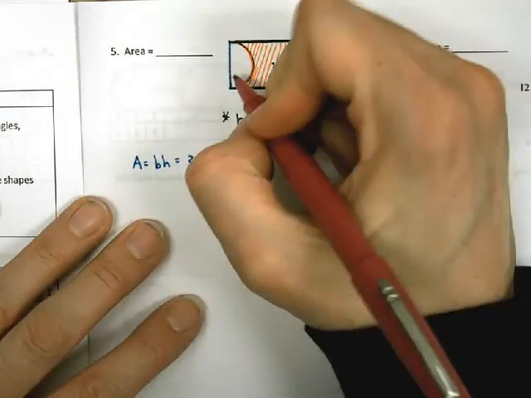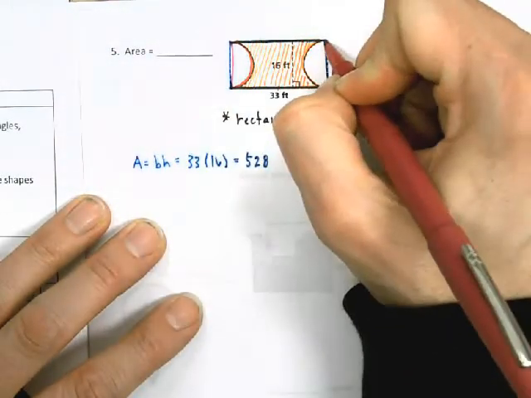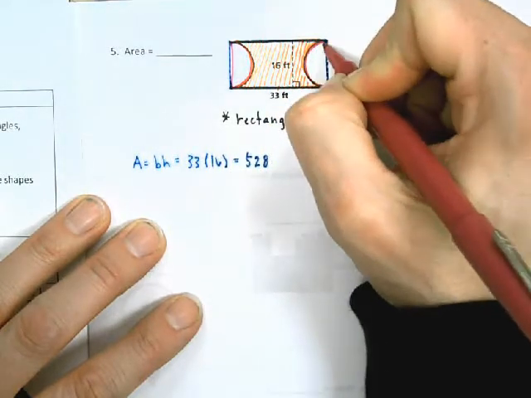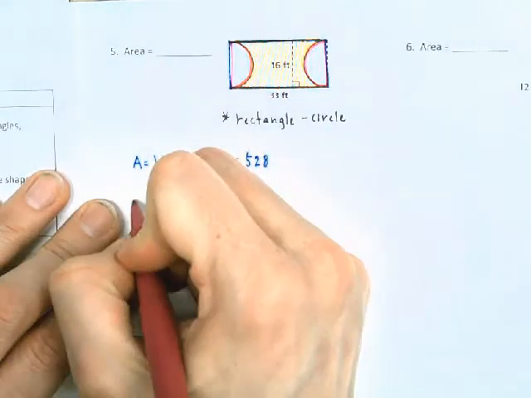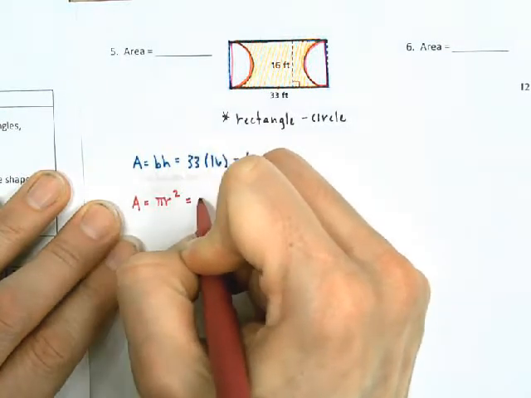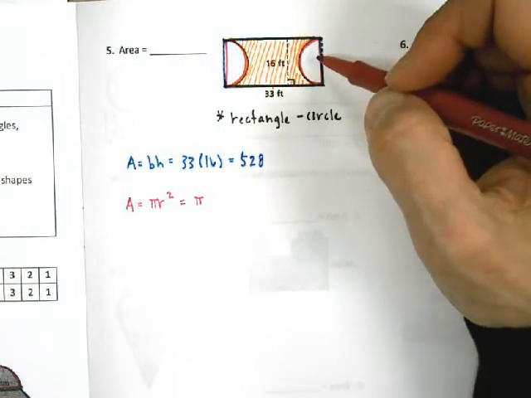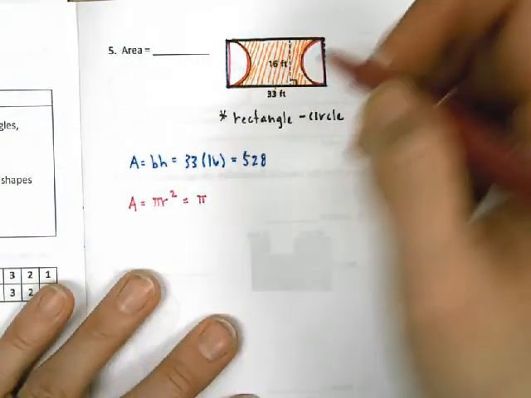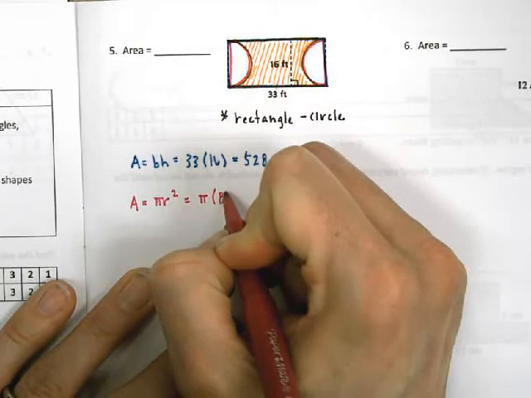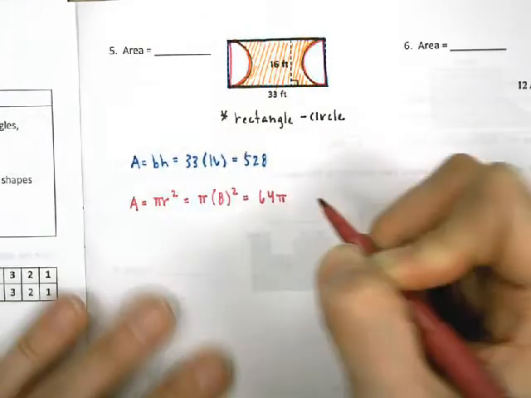Now, we're going to subtract out these semicircles. And again, since I have two semicircles that have the same diameter, what I'm really subtracting is a circle. So I'm going to find the area of that whole circle. Now again, this 16 gives us the diameter of that circle. So we want to take half of that, or 8, for the radius, and we're going to square it, and we get 64 pi.